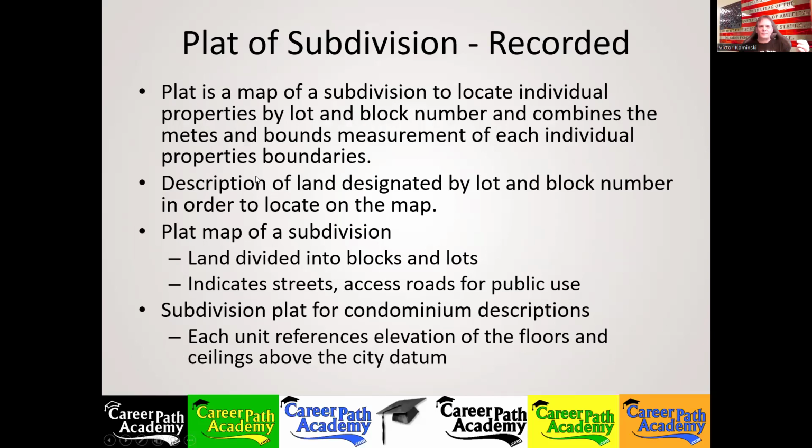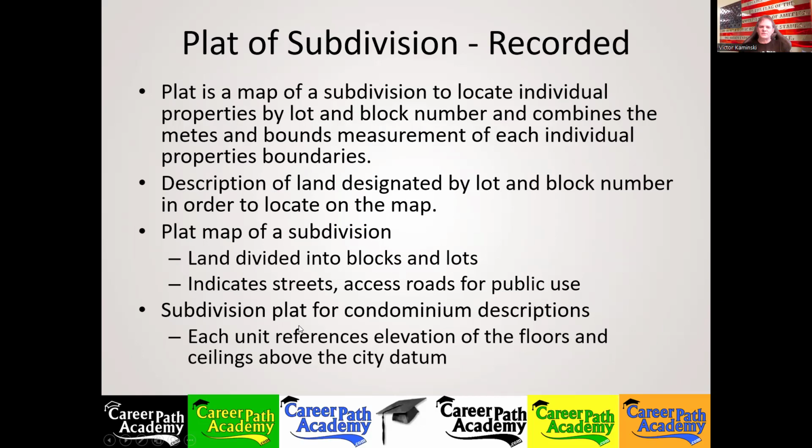All right, so the plat is a map of a subdivision to locate individual properties by lot and block number and combines the metes and bounds measurement of each individual property's boundaries. It's the description of land designated by lot and block number in order to be located on the map. A plat map of a subdivision shows the land divided into blocks and lots and indicates streets, access roads, etc.